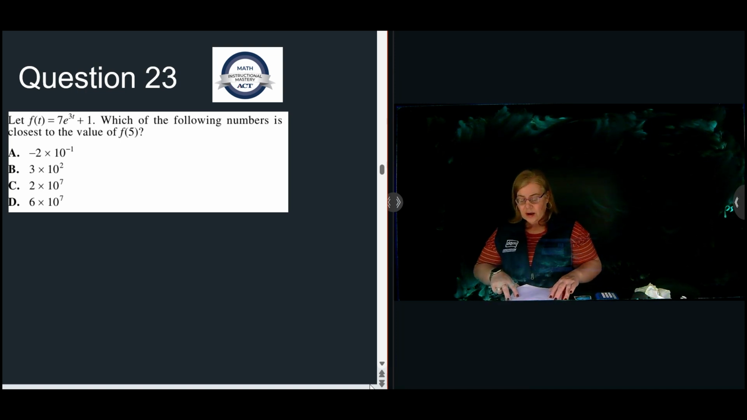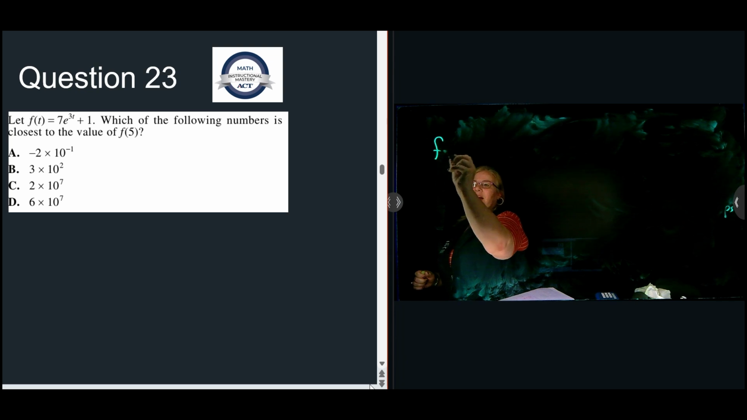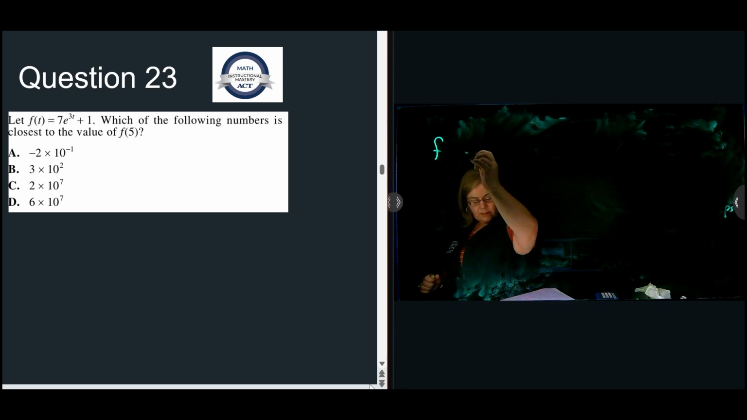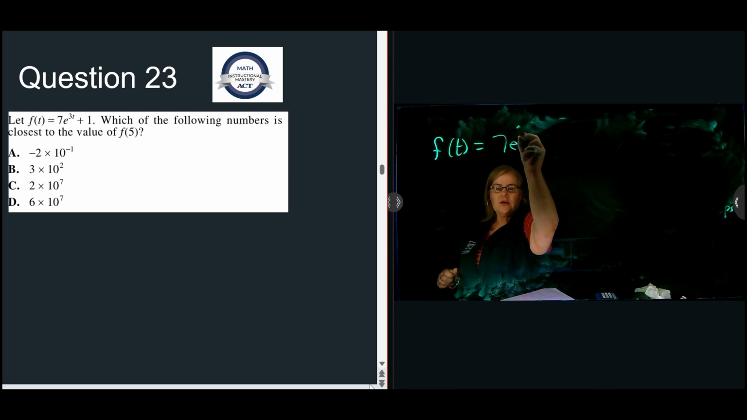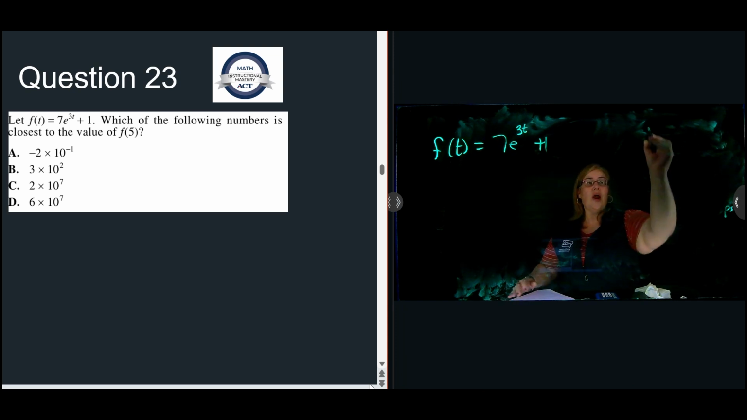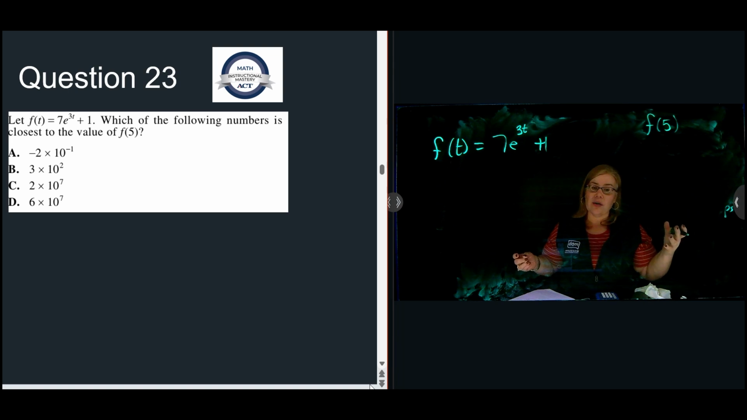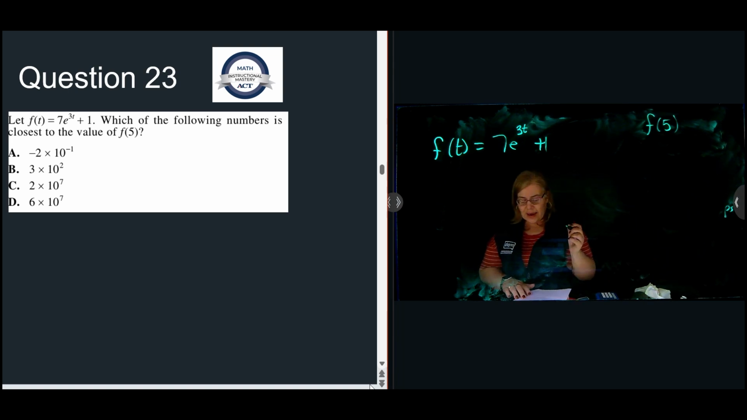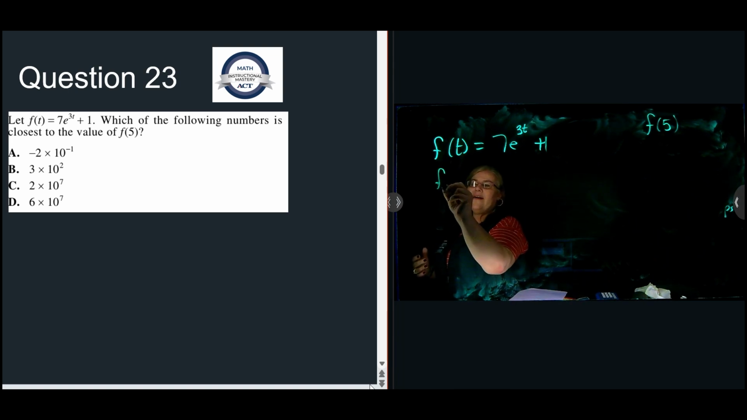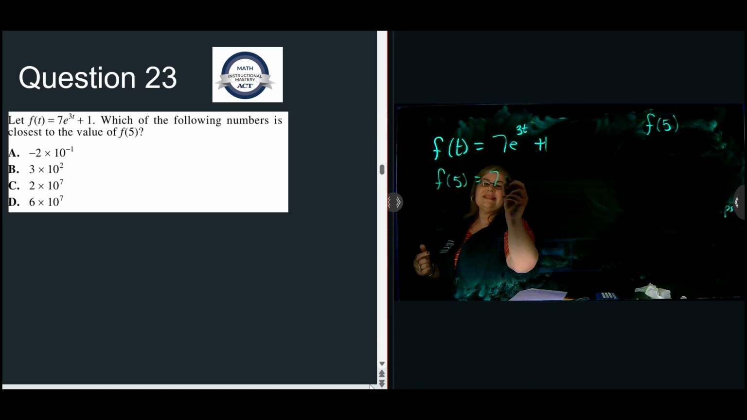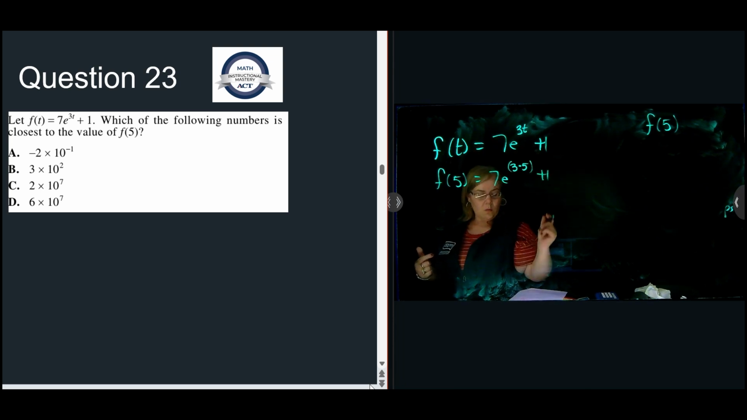So what we're going to do is look at what they've given us and see what we need to do. They have given us f of t equals 7 e to the 3t power plus 1. Now, I want to know f of 5. So everywhere I see a t, what am I going to do? I am going to put a 5. So let's go ahead and rewrite that. f of 5 would be 7 e to the 3 times 5, plus 1.